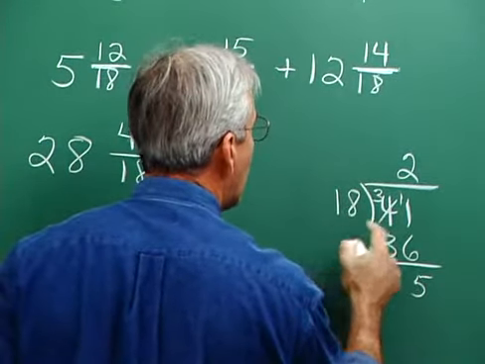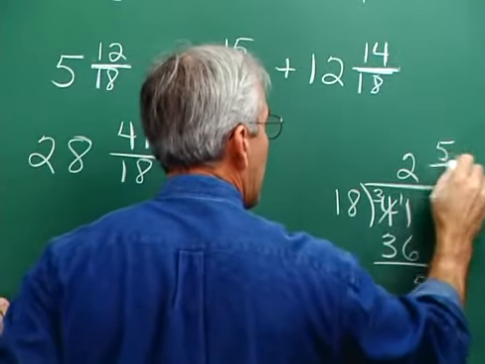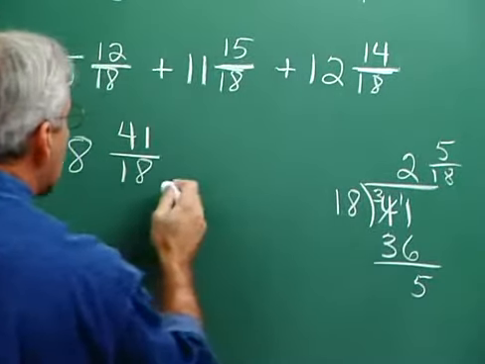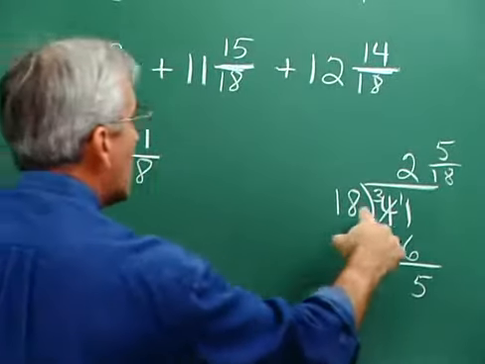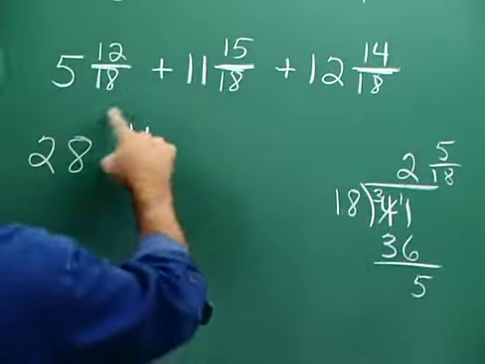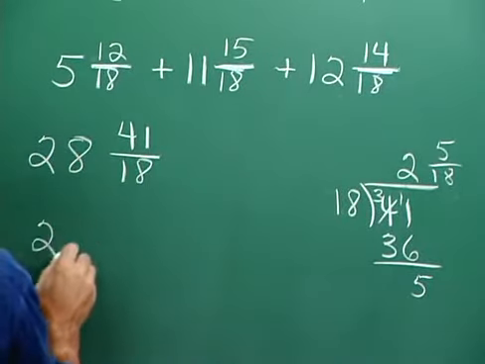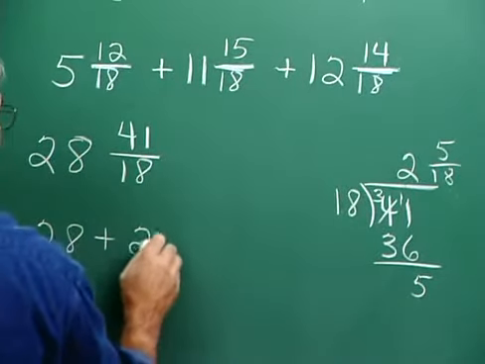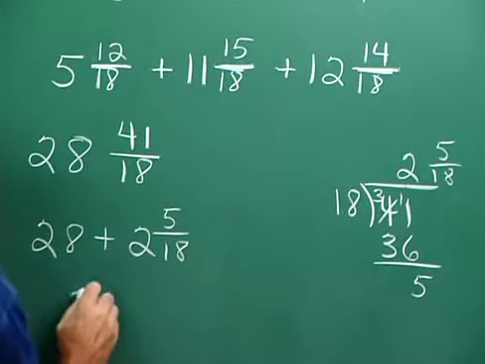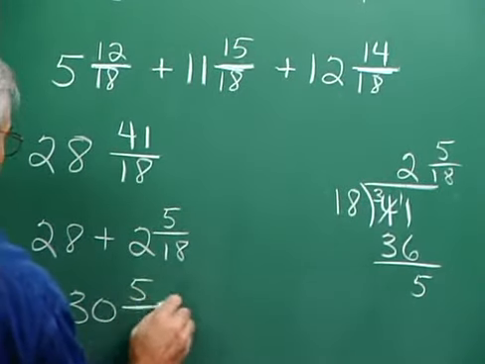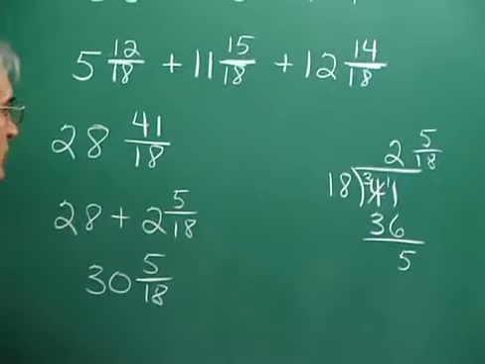Put the remainder over the divisor. And this part of it becomes 2 and 5/18. So what we have here is 28 plus 2 and 5/18. 28 and 2, 30. So this is 30 and 5/18 for our final answer.